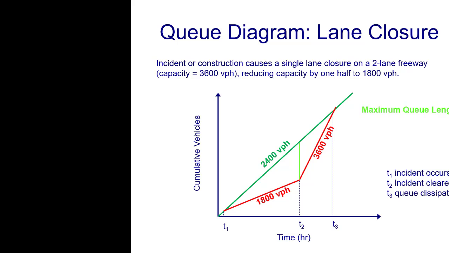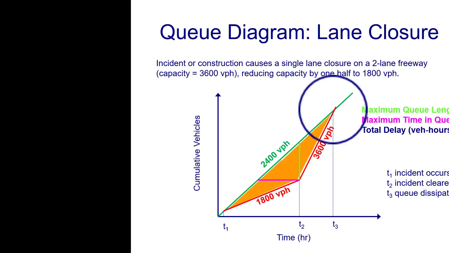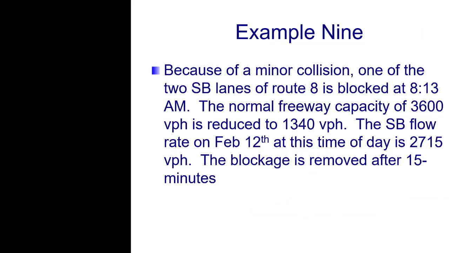Maximum queue length is the neon yellow line there going vertically. Maximum time in queue is the pink line going horizontally. Total delay is the entire area within the curve. That's when the queue dissipates.